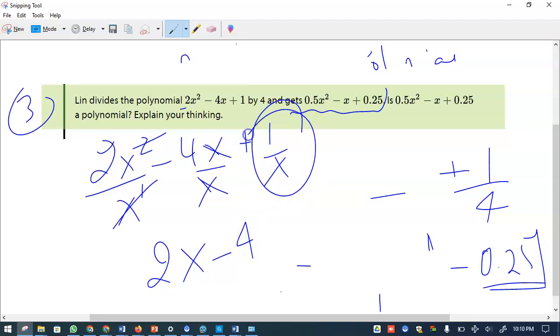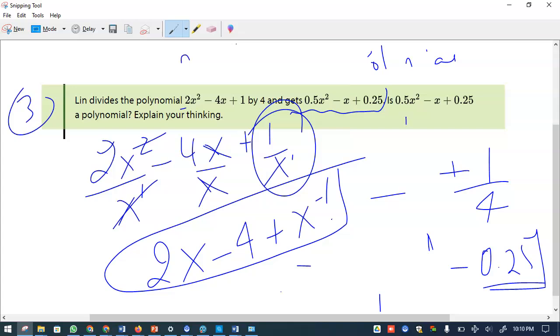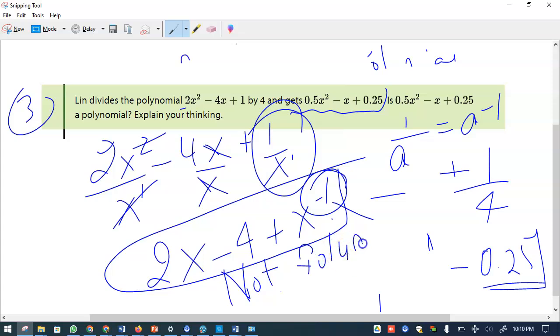But this part is going to create a problem because you're going to get that's like 1 and that's like x raised to -1. From algebra 1, you say 1 over a is basically a raised to -1. You can't have a negative. This is not a whole number. So this is not a polynomial.